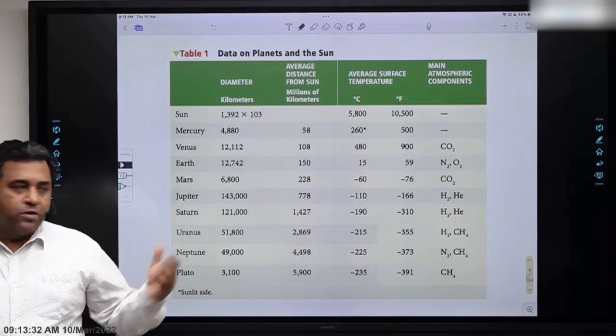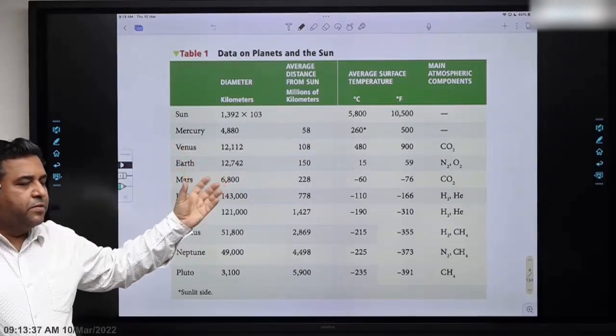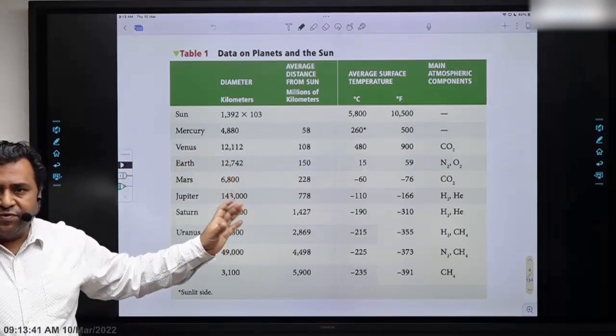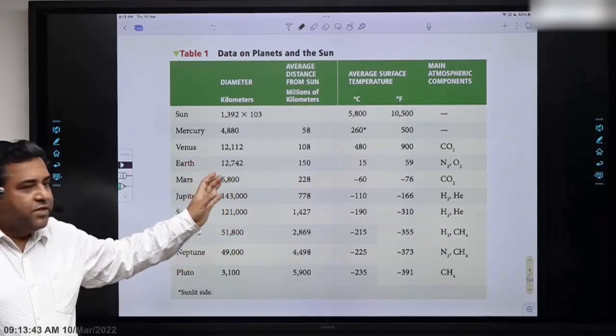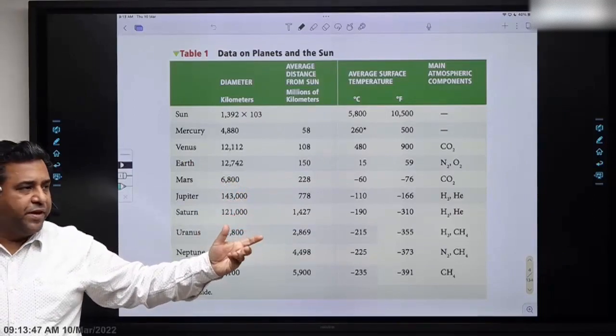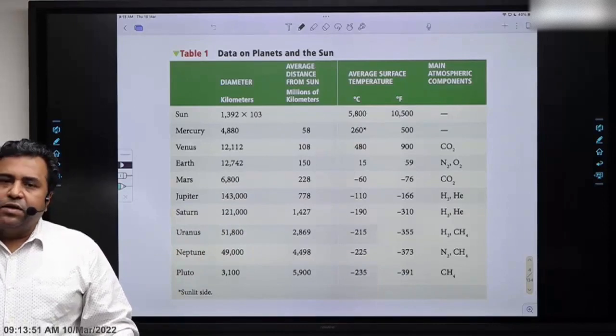Okay, so which planets have an atmosphere? Sun obviously doesn't have an atmosphere around itself. There is no layer of gas around sun. Okay. Same way for Mercury also we don't have an atmosphere. Why? Because Mercury is also very hot, close to the sun, so it's not able to hold the gases. Okay. So Mercury does not have.